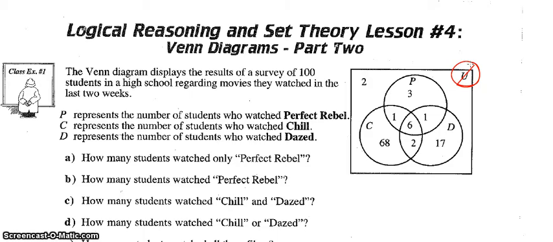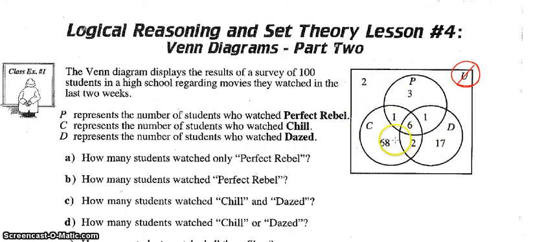Now, not just two circles. In the last lesson, we had circle A and circle B. Now we have three circles, C, P, and D, which represent movies. Some parts are overlapping, some parts are not, and in the middle part all three circles overlap, or intersect, in the same place. So the 6 people belong to all three groups.